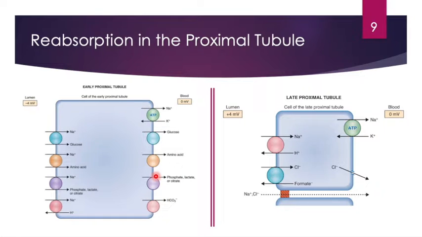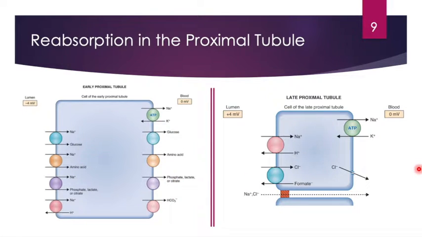There is one counter-transport in the luminal membrane of the early proximal tubule, which is the sodium-hydrogen exchanger. Sodium is reabsorbed into the cell in exchange for hydrogen. So this will cause secretion of bicarbonate from the cell into the blood.